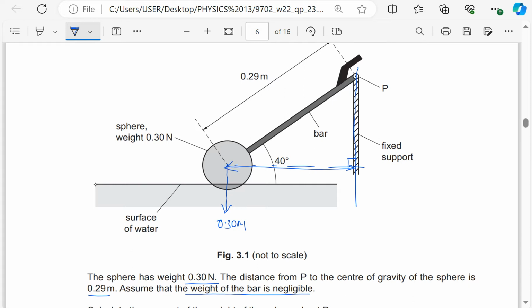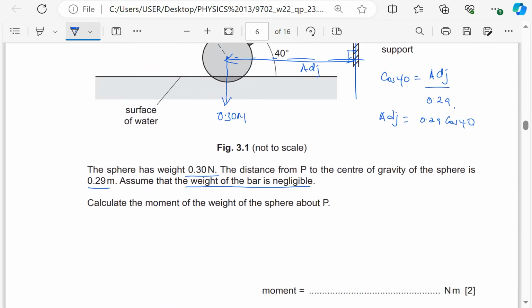And if you use this angle here, of course, it is 40 degrees. This side is going to be the adjacent, this is opposite, so this is hypotenuse. So it means cos of 40 is equal to the adjacent divided by the hypotenuse, which is 0.29 meters. So the perpendicular distance, which is the adjacent, is 0.29 cos of 40.